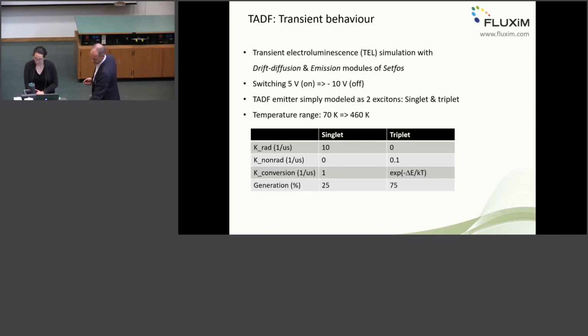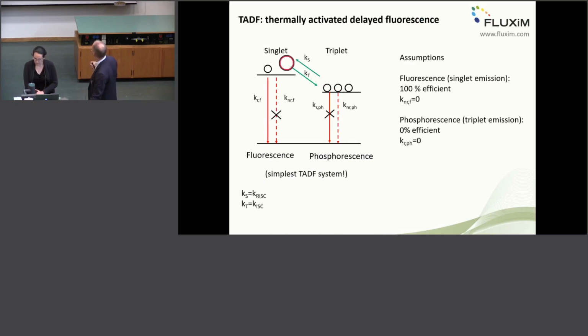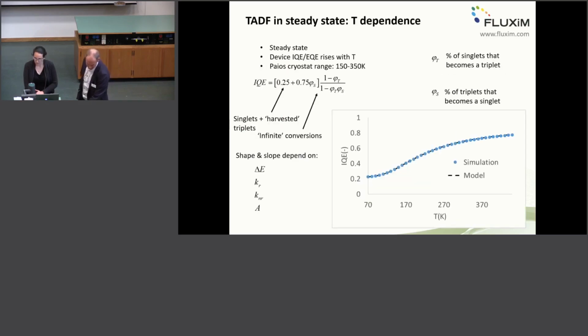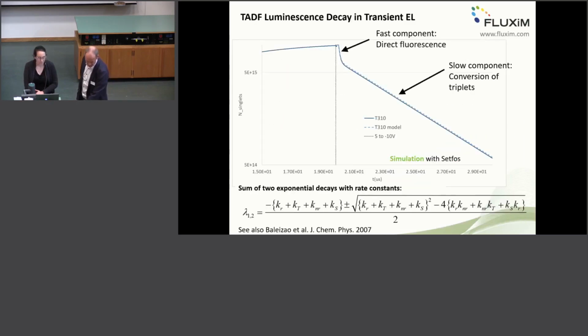And you can imagine that this balance, the population of singlet and triplet states, depends on temperature because the reverse intersystem crossing is temperature dependent. So this behaves well. And then we can also play around and do, instead of a steady state simulation, a transient simulation. In the transient simulation, we turn on the voltage as earlier, but now we turn off the voltage at this position, and we have a fast decay and a slow decay.